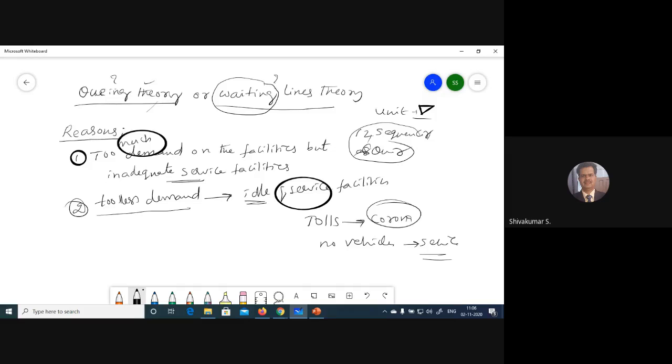This also leads to waiting. So here, vehicles are waiting because you have more vehicles, but there are not many service centers available in the toll. Sometimes you have no demand, so no vehicles coming in, but that leads to idleness of the service facilities. So both are reasons for queuing theory. Here people are waiting to get served. Okay. These are the reasons for queuing, or waiting lines.